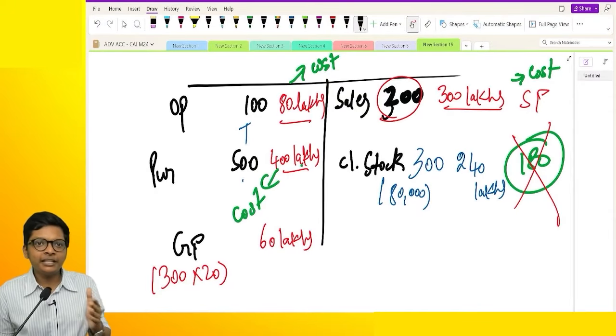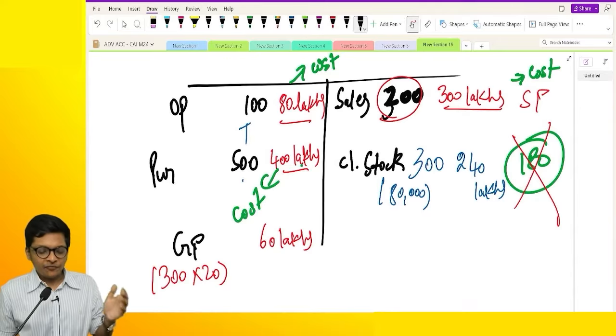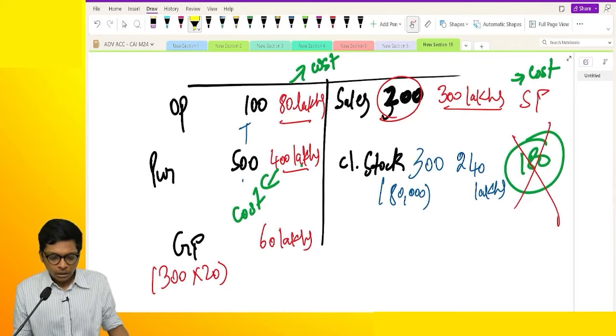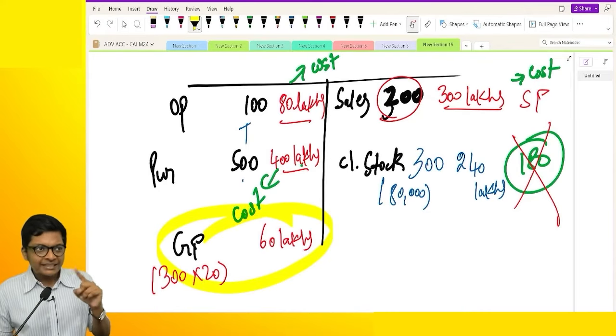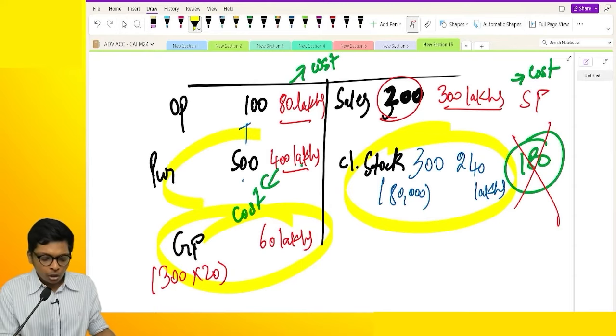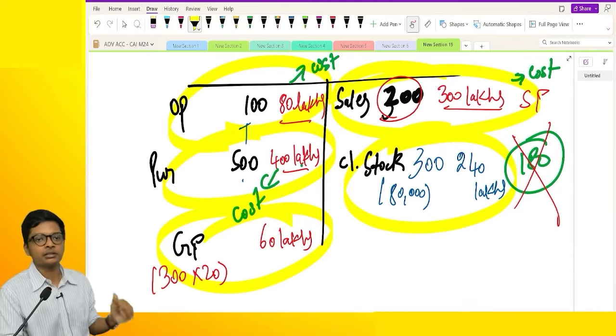Is the statement tallying, guys? Of course it will tally. I did not do a missing figure. I found everything. Correct? Either this will be missing in the exam, in the chapter, or this will be missing, or this, or this. Correct?